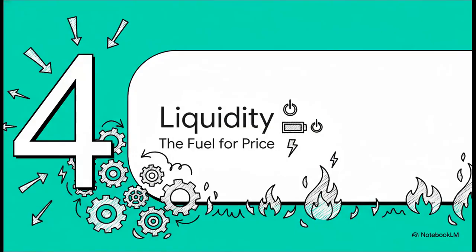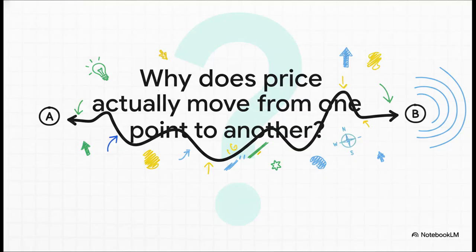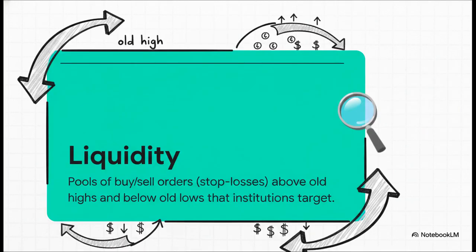Okay, so market structure tells us the direction that price is going. But that just leads to the next big question, which is why? What's the actual fuel that makes price move in the first place? So I'll ask you straight up, why does price actually go from point A to point B? We know it's not random, and we know it's not just pressure. It's being pulled towards something for a very specific reason. The answer is one word: liquidity.